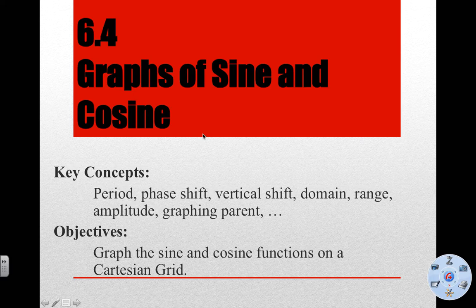All right, so you see a lot of the key concepts that we're going to be dealing with down here. I haven't really put this down here before, but there's a lot of things that go along with graphing sine and cosine and tangent and all the other three. Things like period, phase shift, vertical shift, domain, range, amplitude, graphing the parent function, and it goes on forever. Ultimately, the goal is to be able to graph these two functions in any form, not just the parent function.